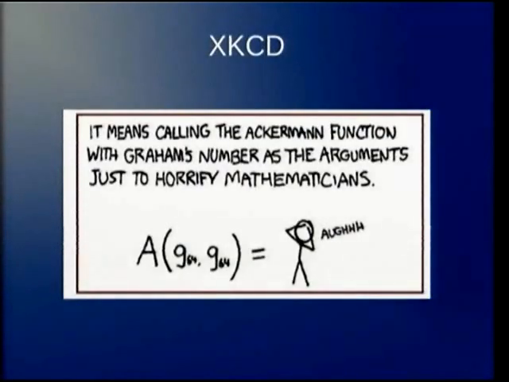There was an XKCD comic a little while back. Makes a whole lot more sense if you know what Graham's number is. And A is the Ackermann function. So if you feed Graham's number to the Ackermann function, well, you're going to crack your laptop.